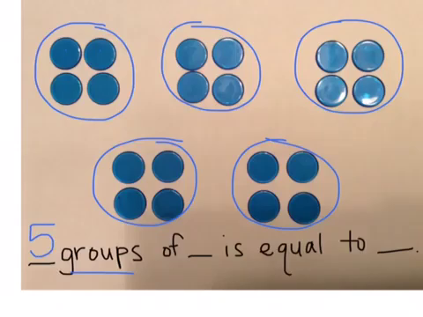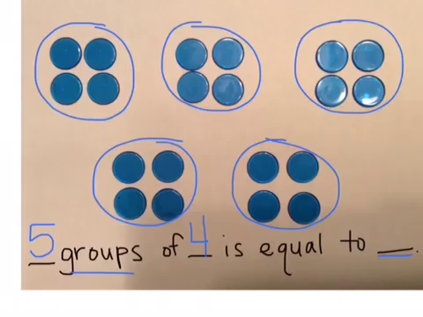There's 1, 2, 3, 4 in this group. I can also see that there is the same amount in all the other groups. So there are 5 groups of 4 in each group. And that is equal to the total here. So there's a couple of ways that we can find that total.